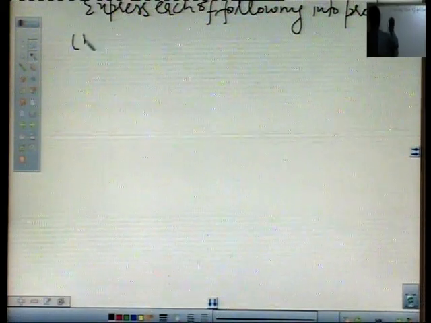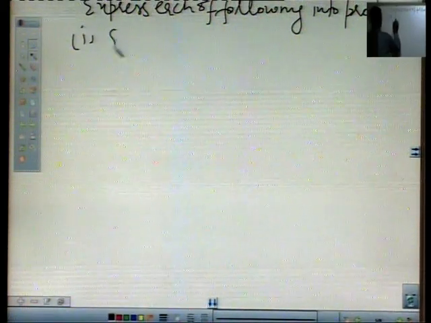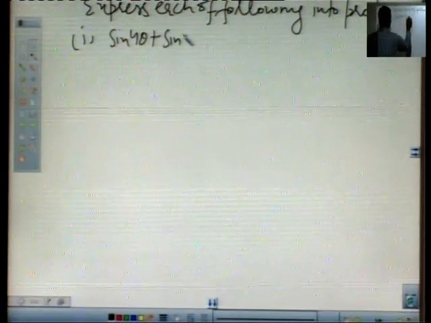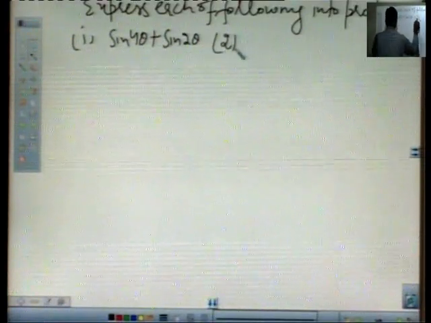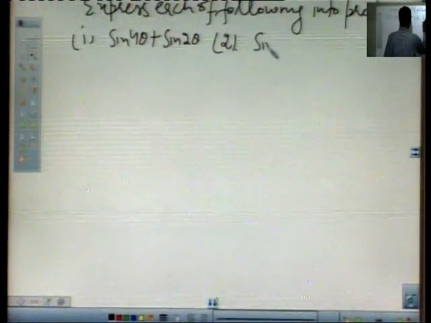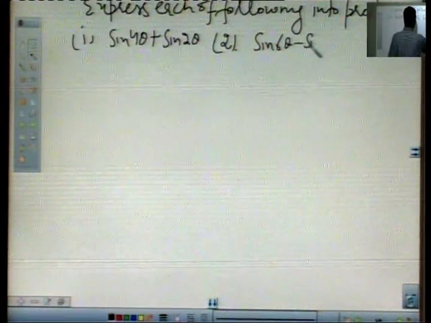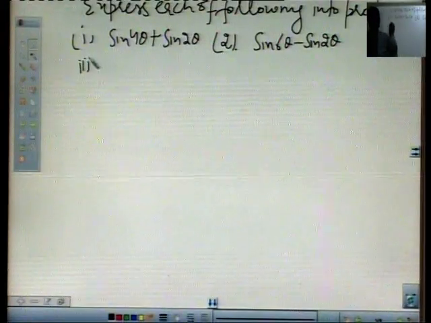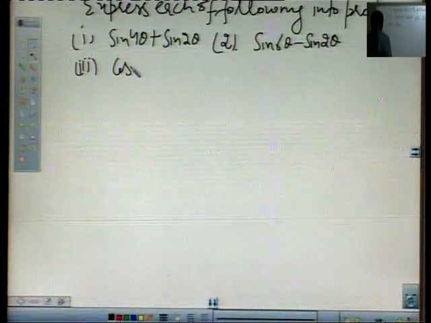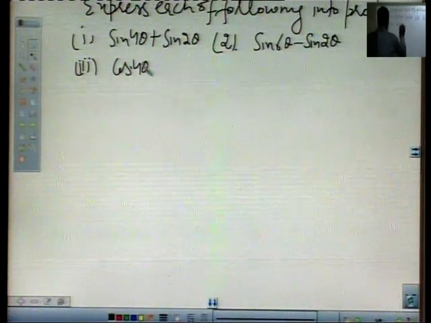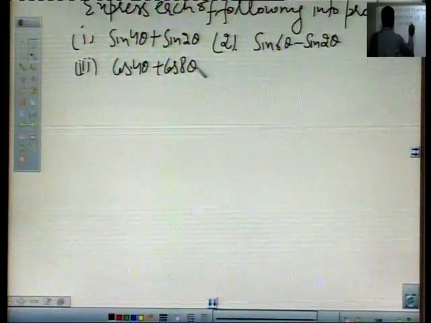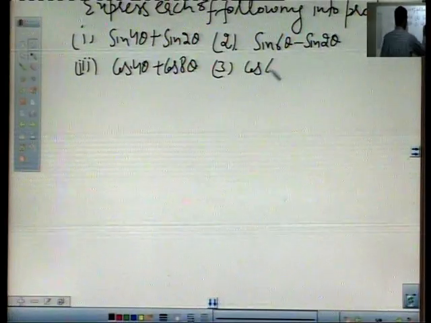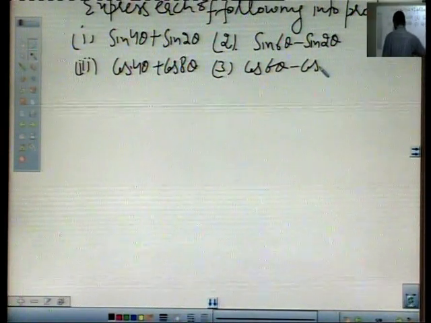First one is sine of 4 theta plus sine of 2 theta. Second one is sine of 6 theta minus sine of 2 theta. Third one is cos of 4 theta plus cos of 8 theta. And last one is cos of 6 theta minus cos of 8 theta.